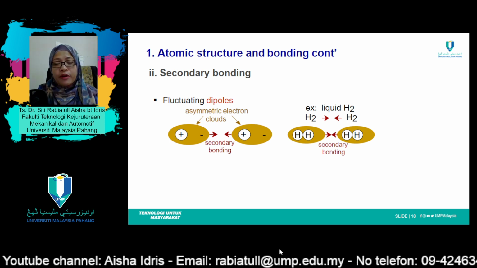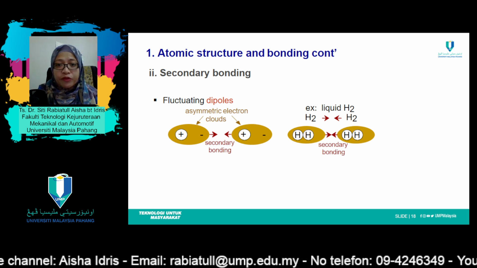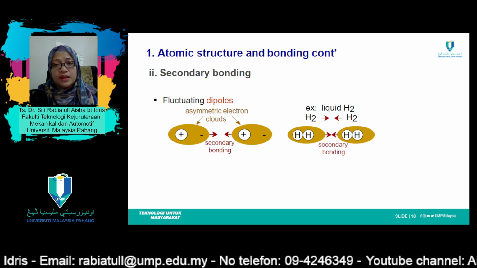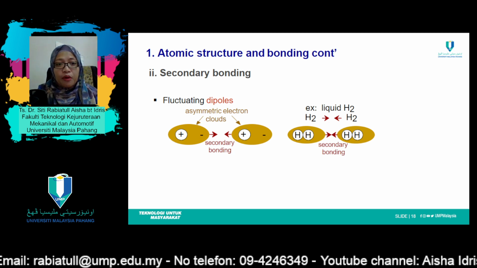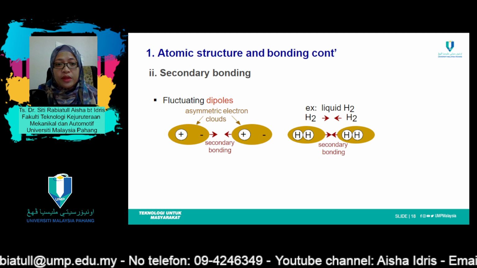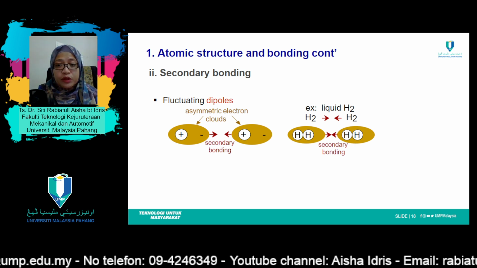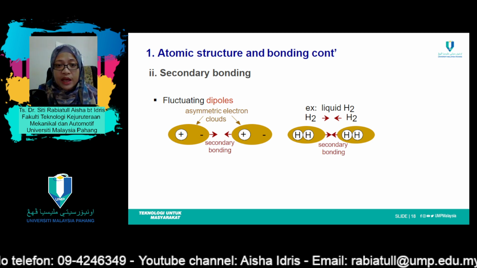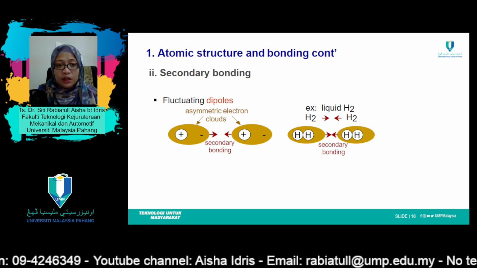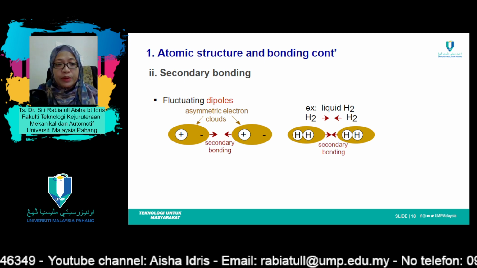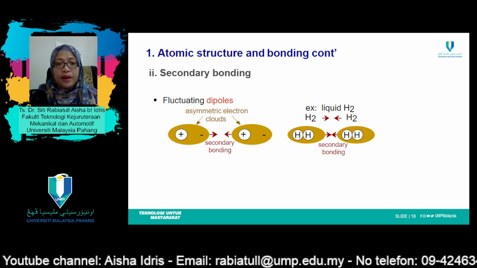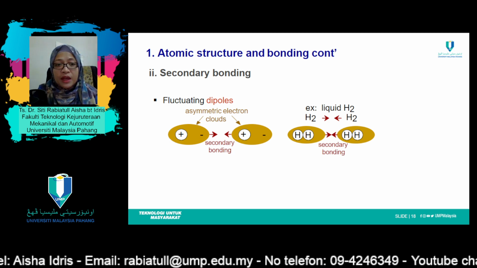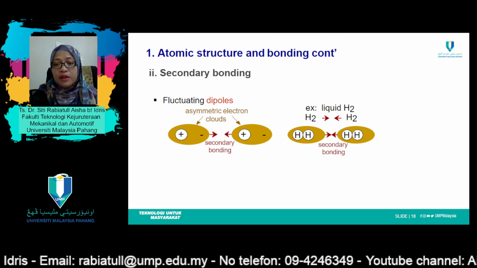Another type of bonding is secondary bonding. The ones that we've learned just now are primary bonding, and this one is secondary bonding. Secondary bonds do not involve a valence electron being shared or donated. They are usually formed when an uneven charge distribution occurs, creating what is known as a dipole. A dipole means the total charge is 0, but there is slightly more positive or negative charge on one end of the atom than on the other.